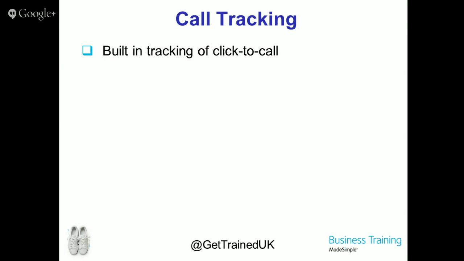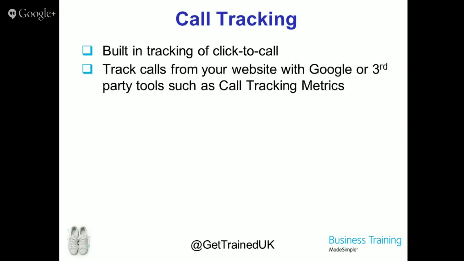Now, with your click to call, you have a call button on the ads. If someone clicks on one of those, Google will track that for you automatically and can show each one of those calls as a conversion. But that doesn't cater for the people who clicked on your ad, gone through to your website, and then phoned you up. So to track calls that actually come from your website, again, this is a relatively new thing, Google now have a call tracking feature built in, so you can do that.